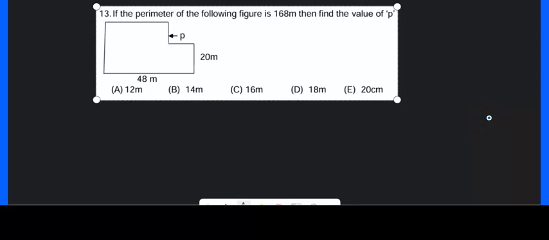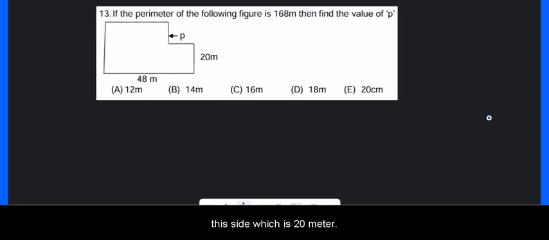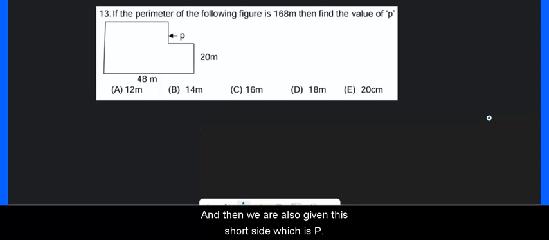Question 13. If the perimeter of the following figure is 168 meters, then find the value of P. We need to find out what the P is. Now, we are given only 3 things. We are given this side, which is 48 meters, and we are given this side, which is 20 meters, and then we are also given this short side, which is P.